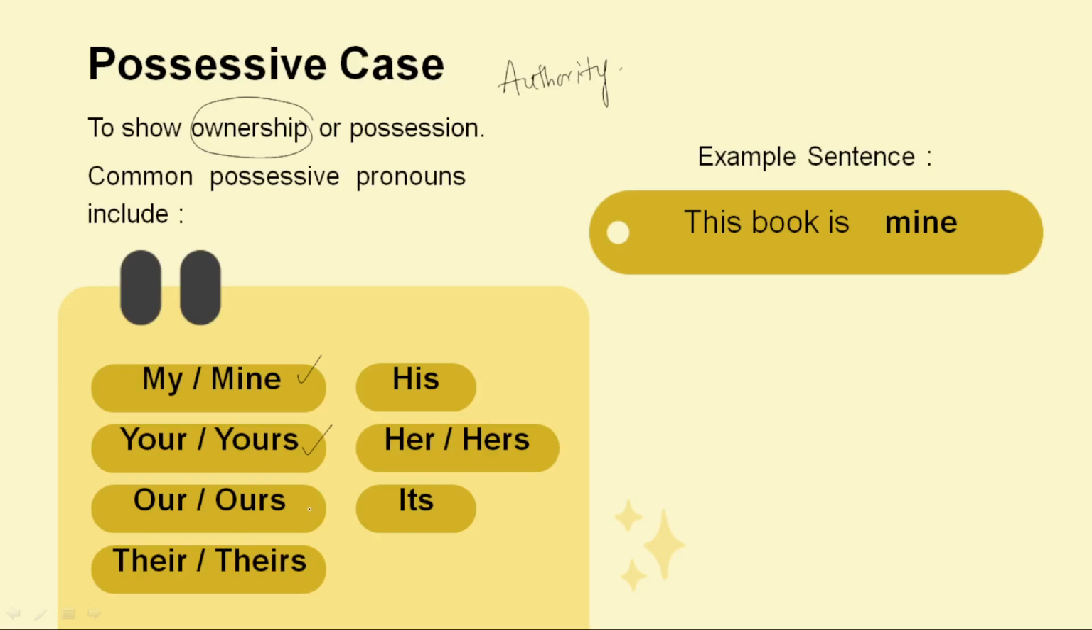Yes, and these complete houses are ours. These complete pets are theirs. It is his. It's hers. So it means it resembles the things. Okay, so all these are the possessive pronouns that we use, especially showing ownership and authority.